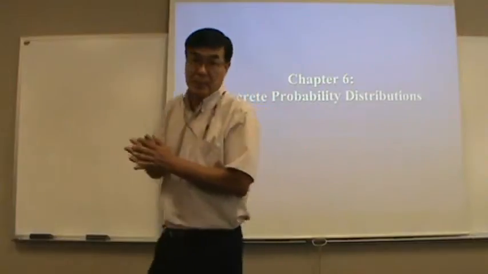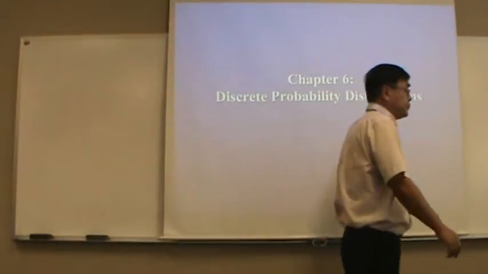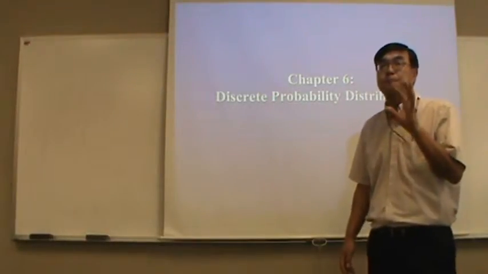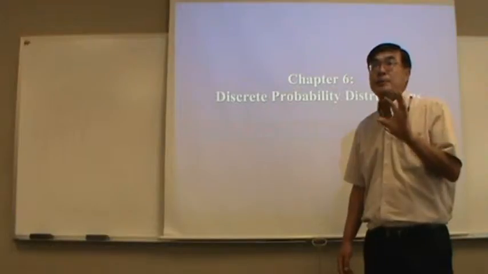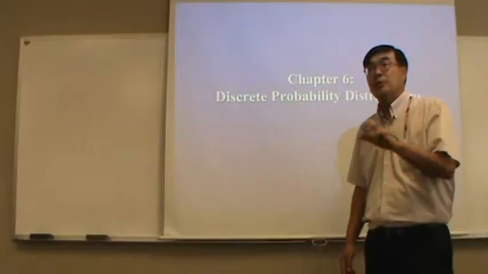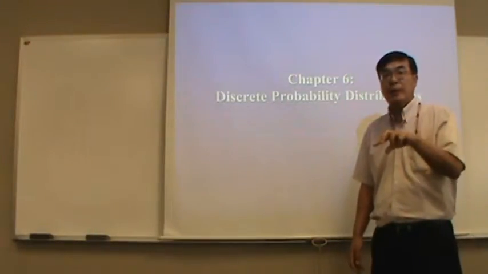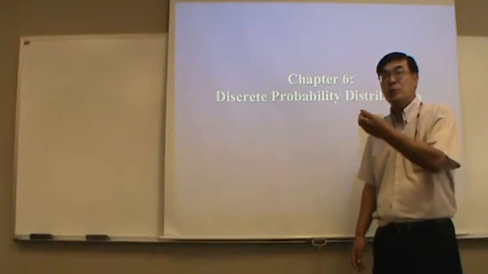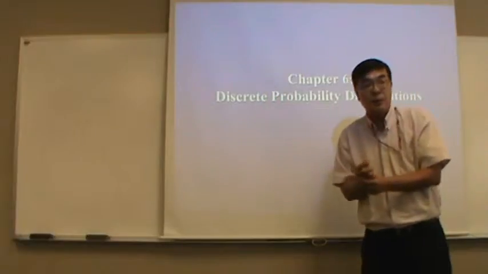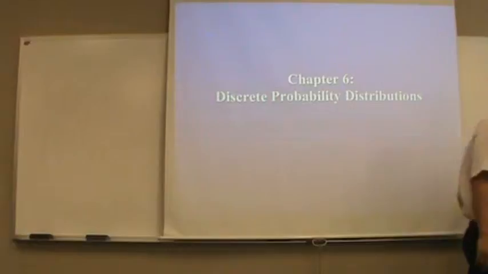Chapter 6, Discrete Probability Distribution. Earlier we talked about types of variable, discrete and continuous numerical variable. Discrete: number from counting. Continuous: number from measurement using devices such as the thermometer, speedometer, ruler, and so on.